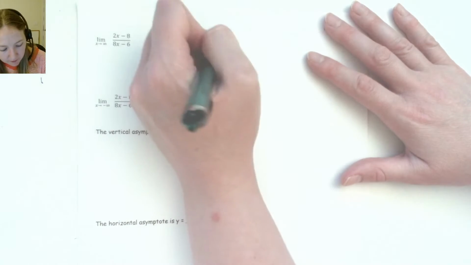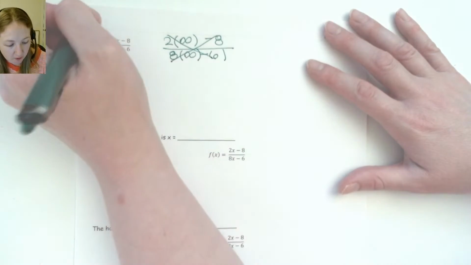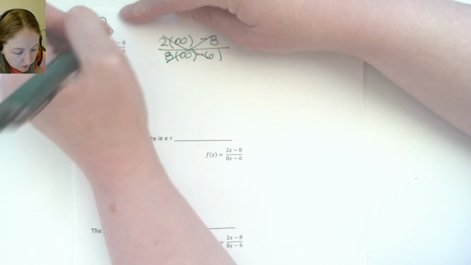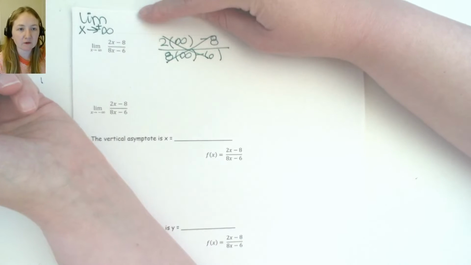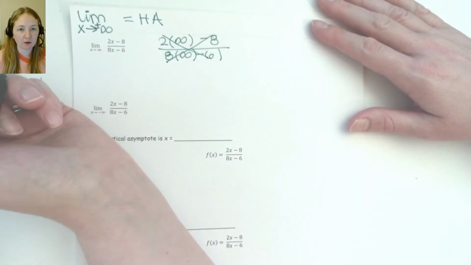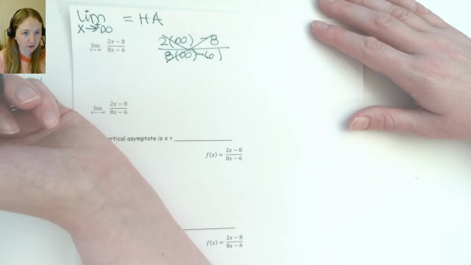However, you will remember a long time ago when we were talking about horizontal asymptotes. We said that the limit as x goes to plus or minus infinity would be equal to the horizontal asymptote. So this question is really just asking, what is the horizontal asymptote?